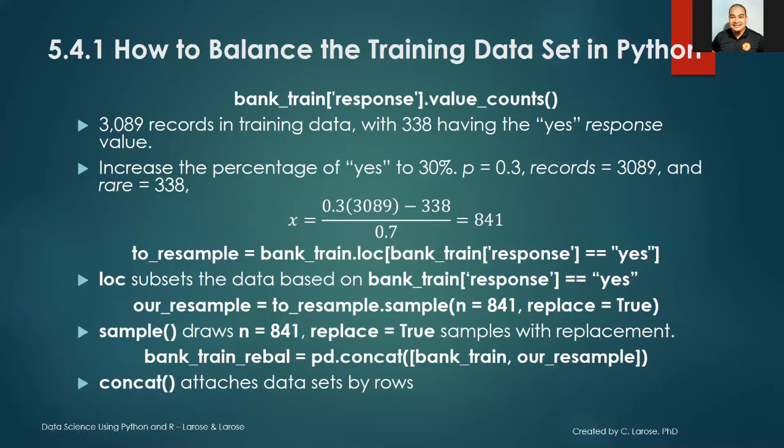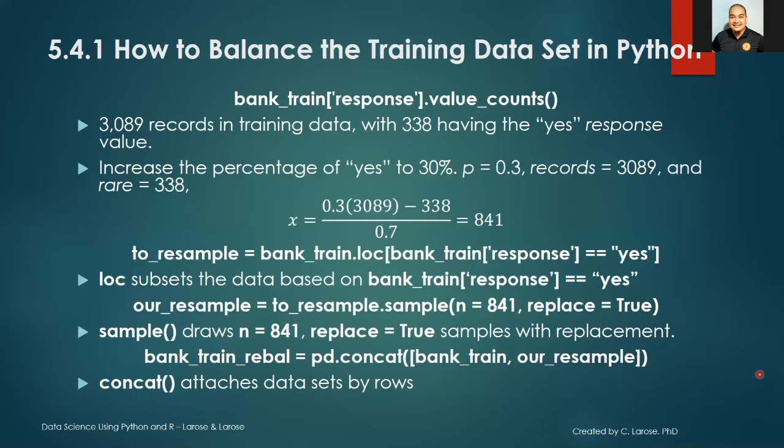Next, we need to sample from our records of interest using this line of code. r_resample equals to_resample.sample(n=841, replace=True). The sample command draws records at random from to_resample, which holds the records we want to resample. The input n equals 841 specifies how many records to draw, while the input replace equals true specifies the sample with replacement.